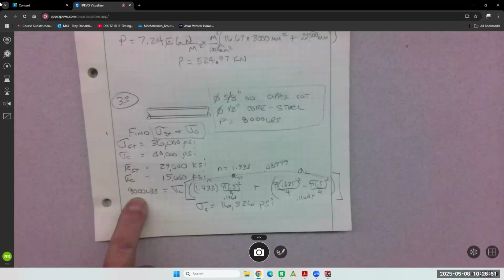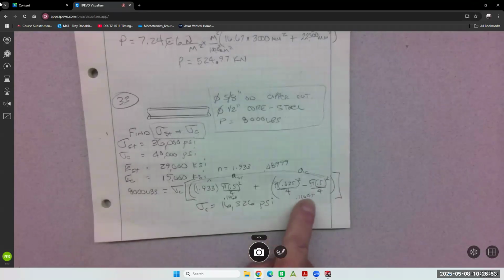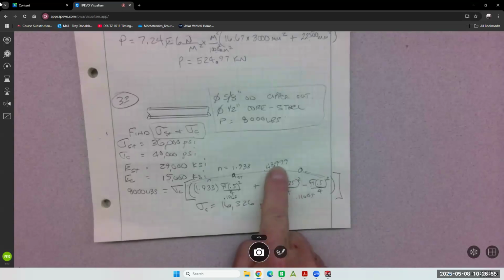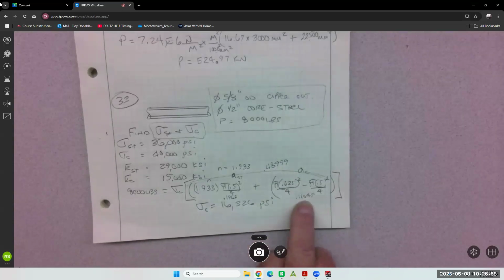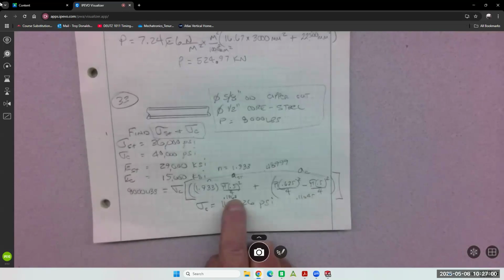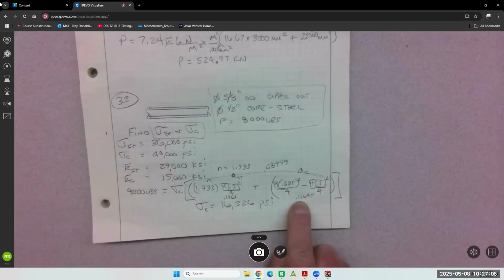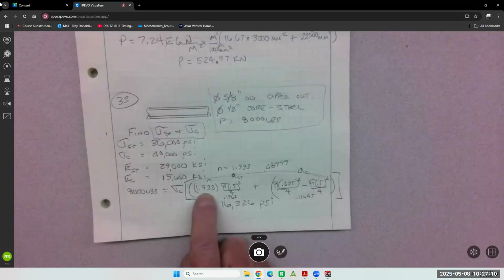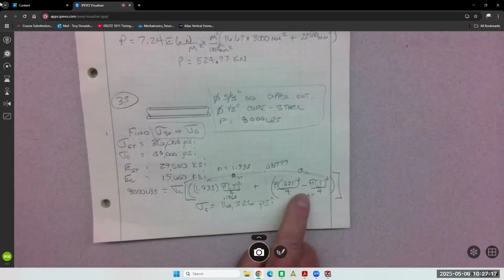What did you get for steel? 0.4899 was what you got for inside the bracket. Yeah, 0.4899. What do you get for the area of steel and copper? 0.1963. Okay, I got that. And the area of the copper, 0.11045. I get that too. And you have 1.933, and you're multiplying these two together and then adding this. Oh no, I'm getting the opposite way.